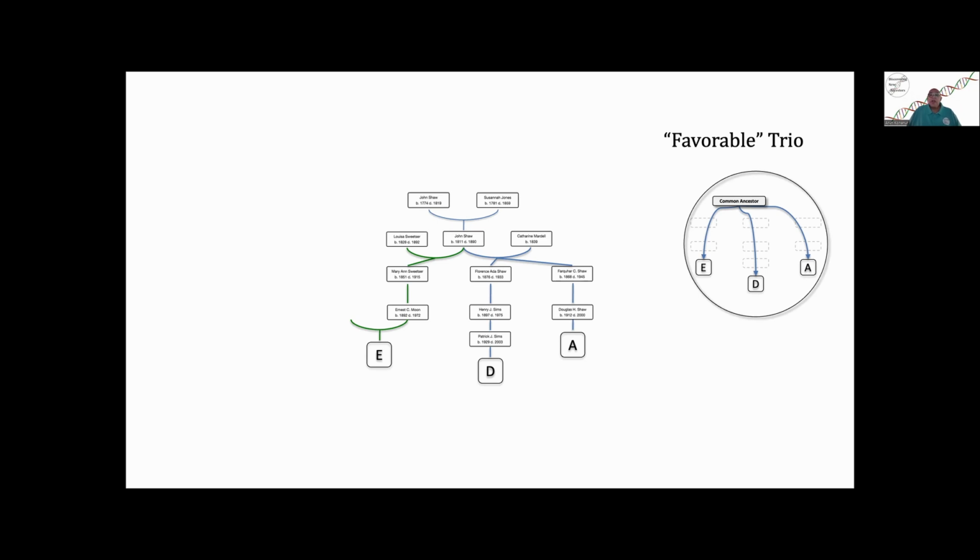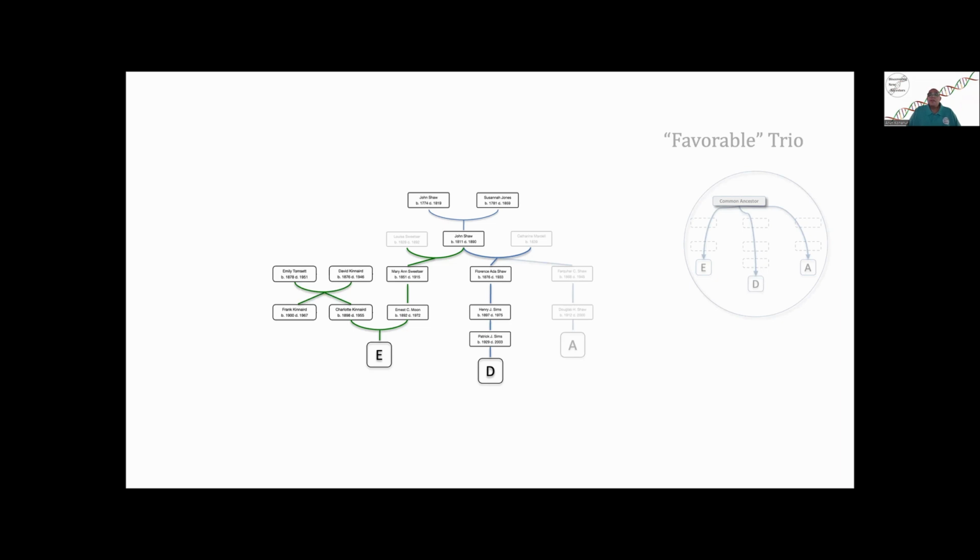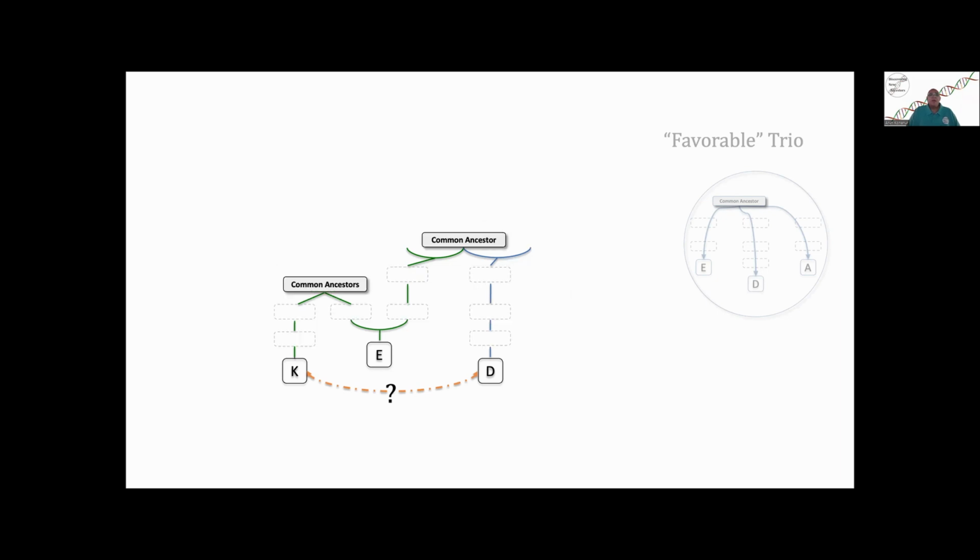But of course, not all shared match trios are favorable, are they? In my family tree, adjacent to the favorable trio we've just encountered is an example of the other type of shared match trio. And in this trio, subjects D and E share common ancestors, just as they did in the favorable trio. But now we have a situation where the third element of our trio, subject K, shares a distinct common ancestral couple with subject E, and yet somehow subject K also shares DNA with subject D through an unidentified, as yet, common ancestral couple.